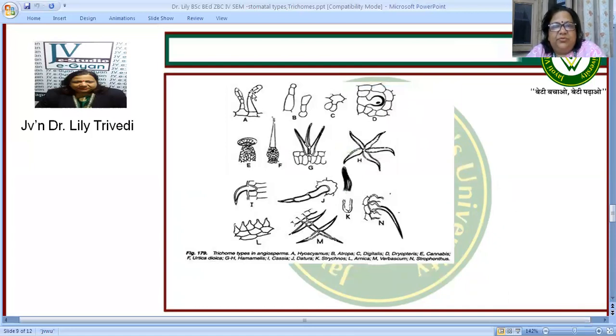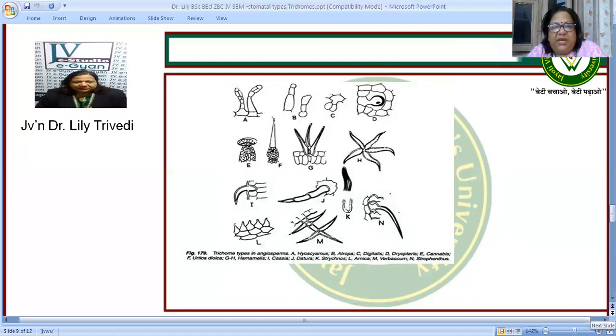Then we come to trichomes. What I have told you about the stomatal types is regarding those stomata according to their configuration or their arrangement. We have different types of other stomatal arrangements also, based on their opening and closing, based on their presence on the upper epidermis or lower epidermis, on their position, etc. That you will be seeing in the notes which I have submitted to you.